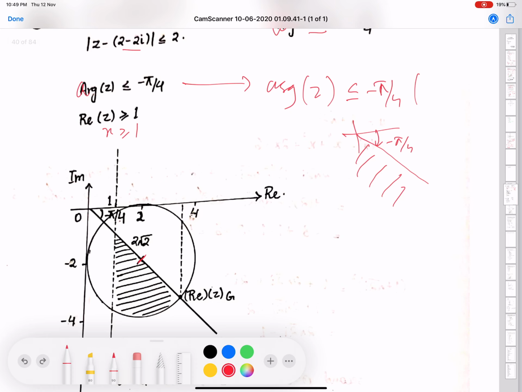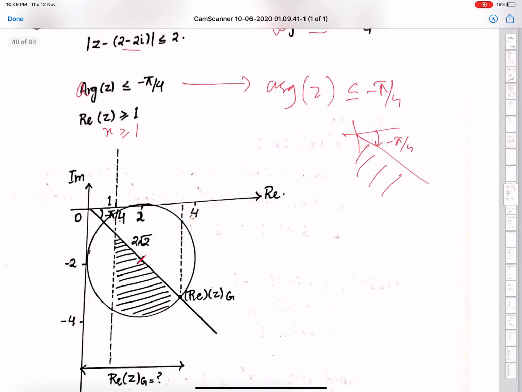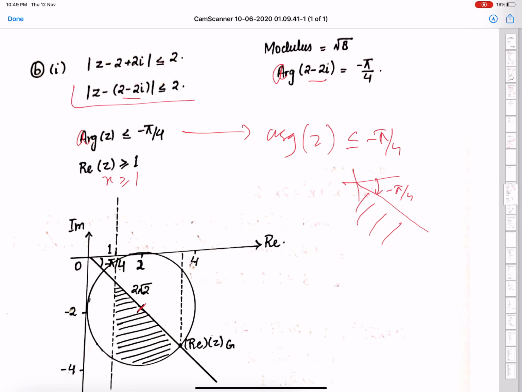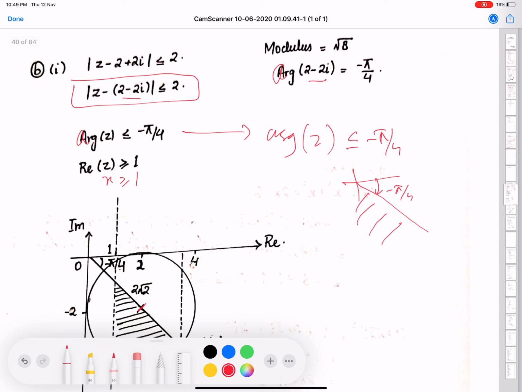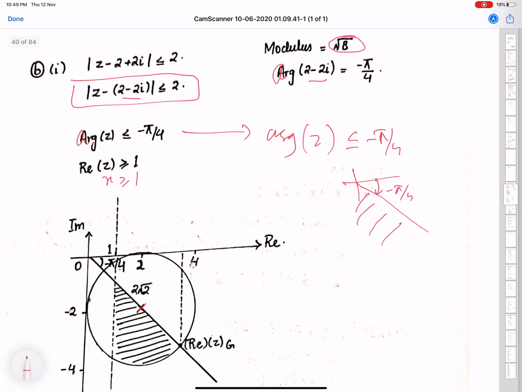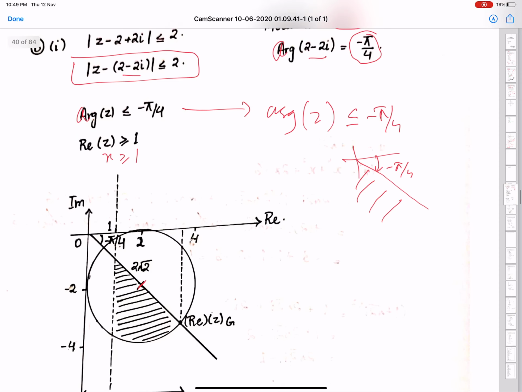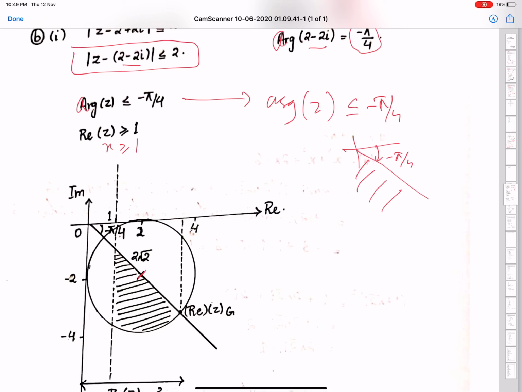So let me repeat this thing again. First, inequalities of circle with center at 2 minus 2i, with modulus of the center under root 8 and argument of the center minus pi by 4. The second one is locus of argument, which is minus pi by 4, a line of minus pi by 4, which with this part is required. And the third one is x greater equal to 1, the horizontal line. And this line should not be broken because it is greater equal, so this should be a solid line.